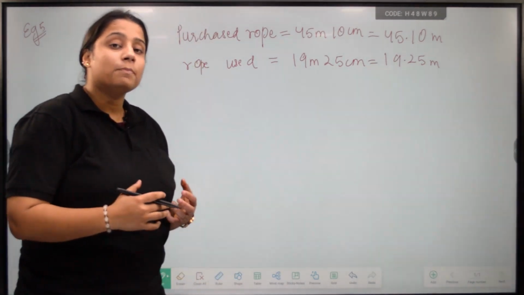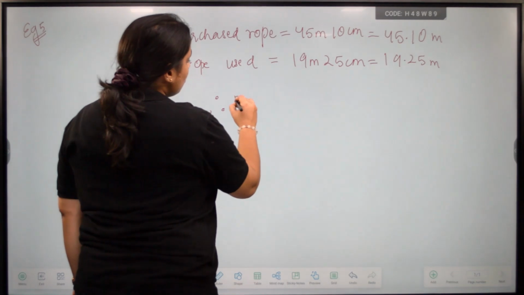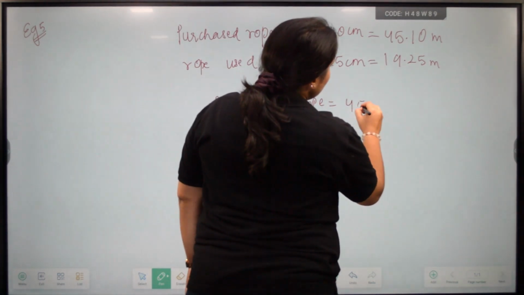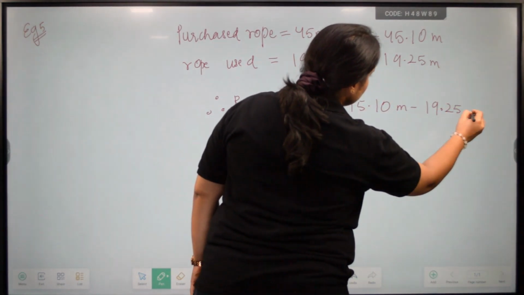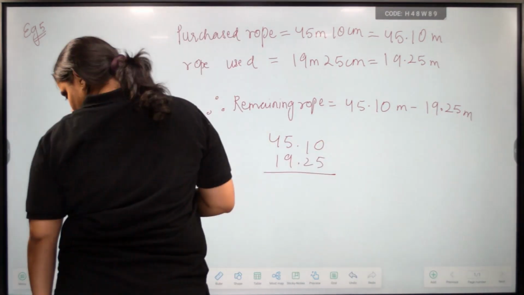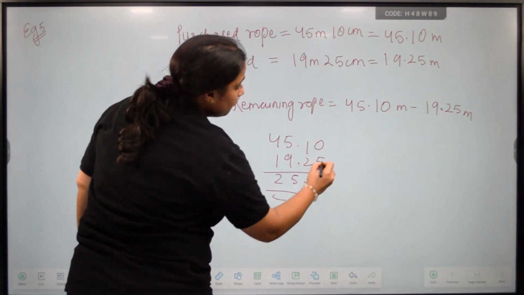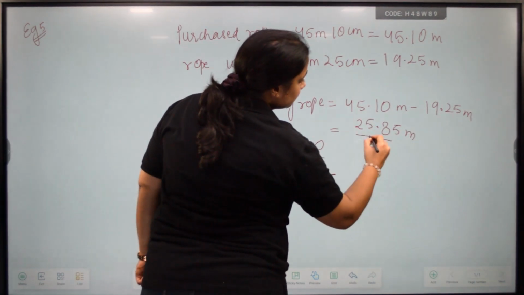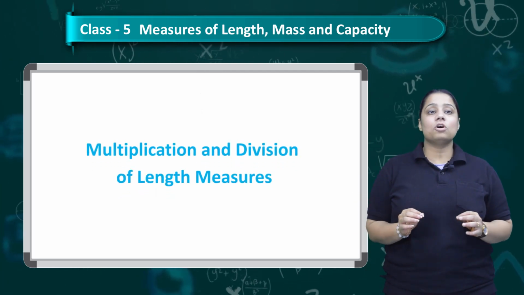Now we need to find what part of rope has been left with Ravi. Therefore, the remaining rope will be equal to 45.10 meter minus 19.25 meter. Now subtract them column wise. We got 25.85. Therefore, the final answer will be 25.85 meters. And this is how we do this.